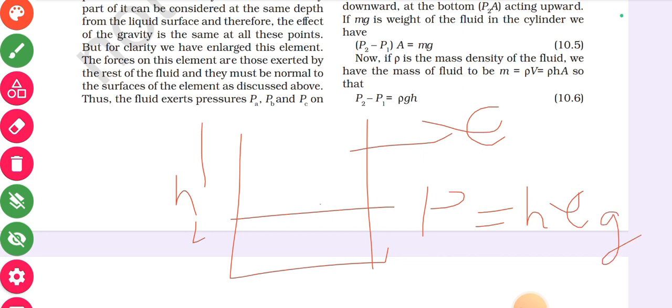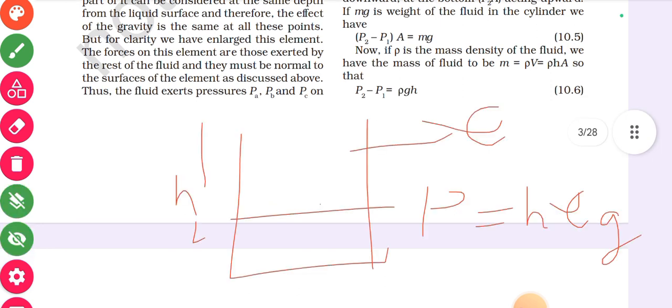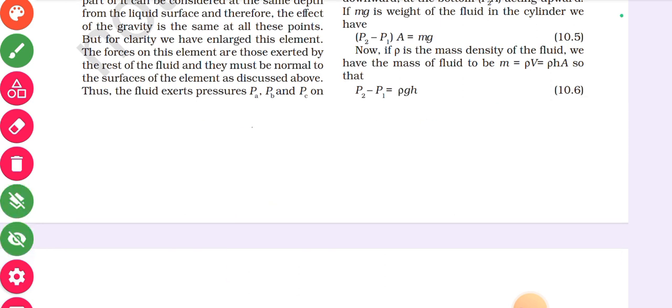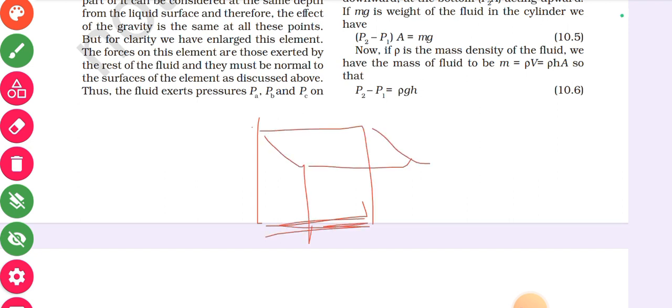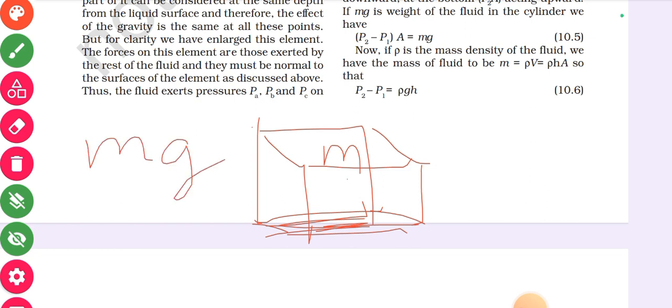Okay, the derivation is given here. Suppose the mass of the water column at this point is m. What will be the weight here? The weight will be because of this mass, multiplied by g, and this is the force acting on this area.